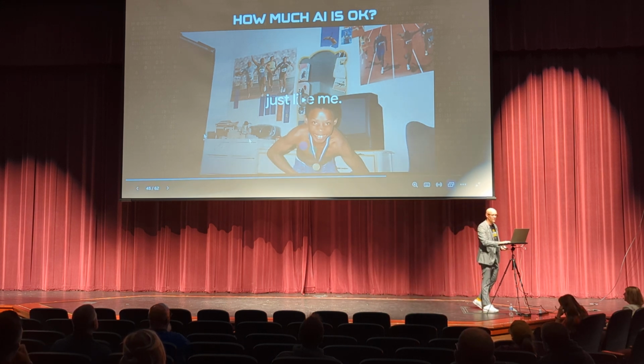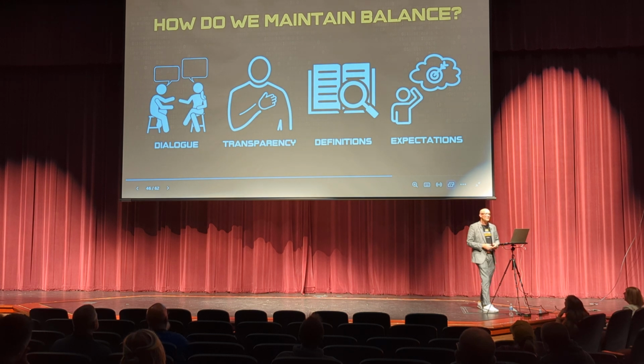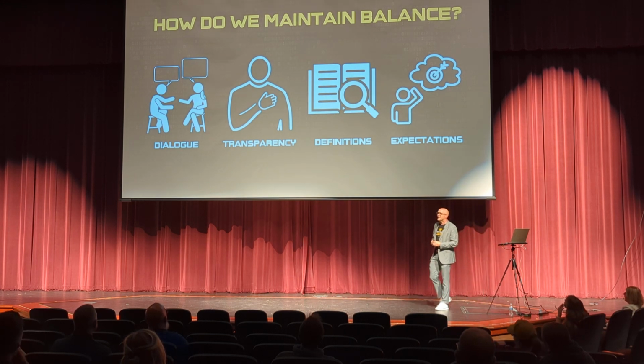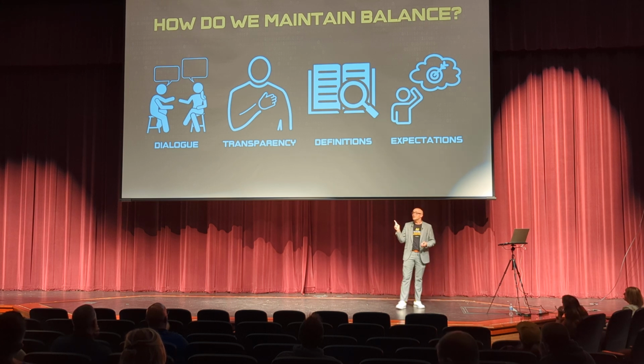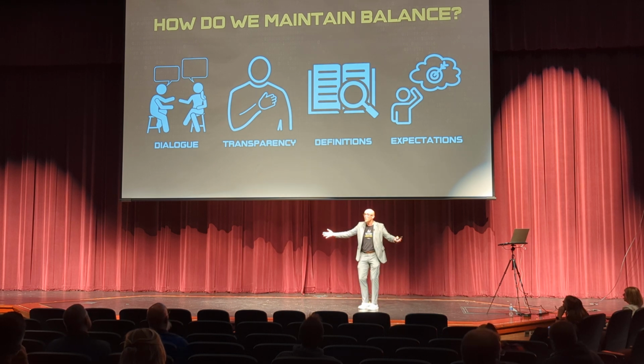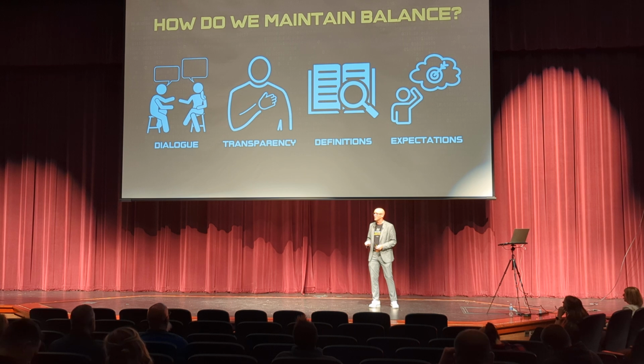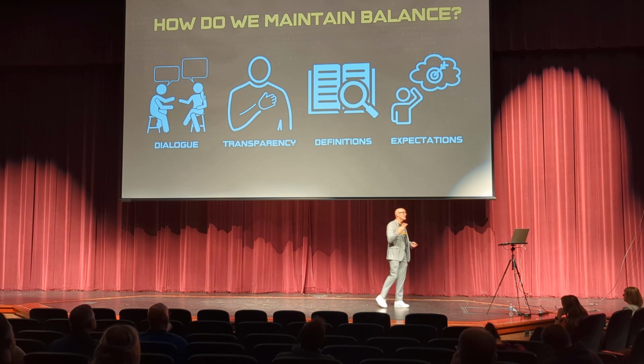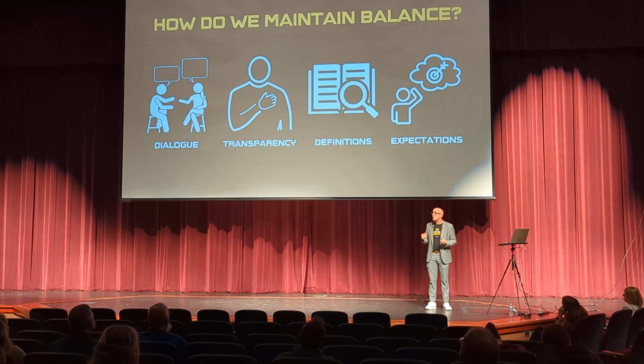Okay, let me hustle to the big finish here. How do we get this right? How do we maintain that balance? This is the stuff that I've been telling the teachers. Number one, dialogue. We want to hear from kids, and we also want to hear from teachers, and we also want to hear from you. Everybody needs to hear from everybody about what do they think about this and how we get it right. Dialogue. Next, transparency.